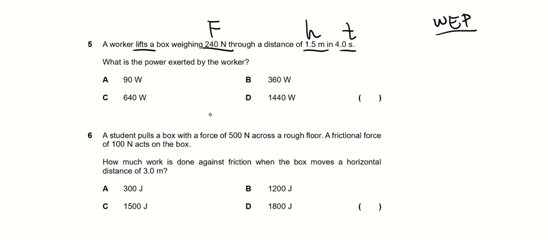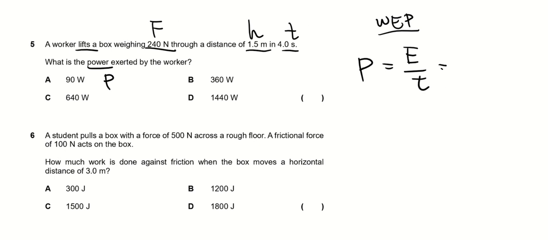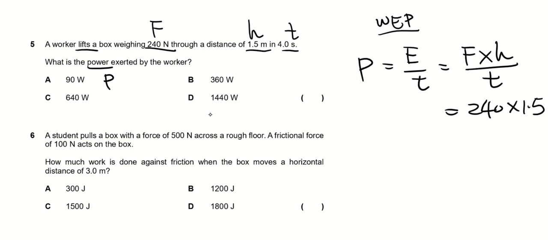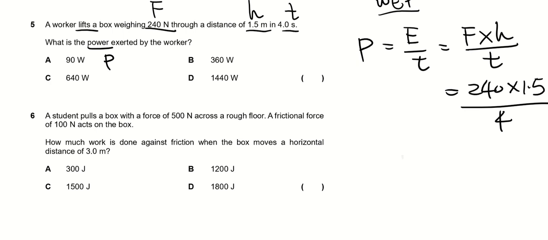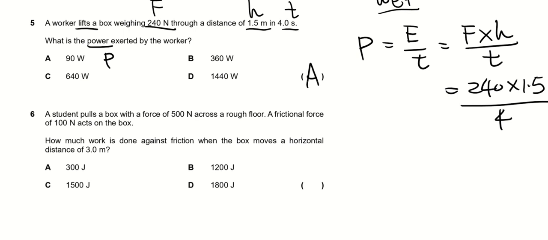No. So what's the power exerted by the worker? So what is power? Power is the rate of conversion of energy. So therefore I need to find what is the energy needed. So energy is force times distance moved. I can use F times H over T. So the force is 240 times the height of 1.5 over T is 4. So I will get 90 watts. Take note that the unit for power is watts.